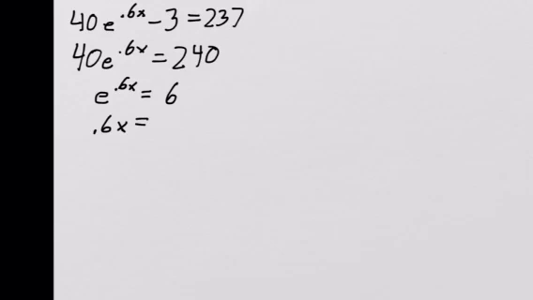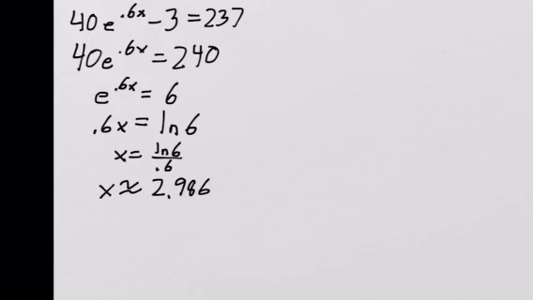I get 0.6x is equal to ln of 6. Now divide both sides by the 0.6. You get x is equal to ln of 6 divided by 0.6, which I can punch into my calculator and get that x is approximately equal to 2.9863.